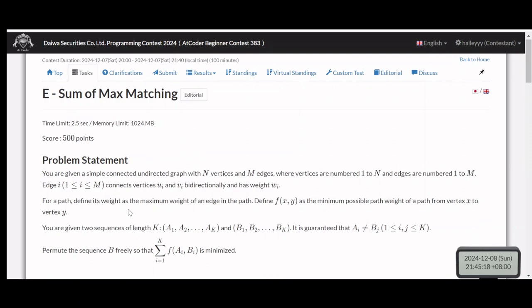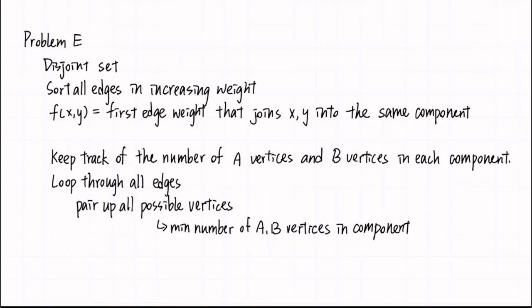And let's look at the algorithm for this problem. For this problem, let's first look at how to compute the answer for only f(x, y). And so we notice that f(x, y) is the minimum possible path weight, so we can just sort all the edges in increasing weight, and then we can loop through the edges and add the edges into, like, we can use a DSU and unite the two vertices of the edges as we loop through all the edges in increasing order.